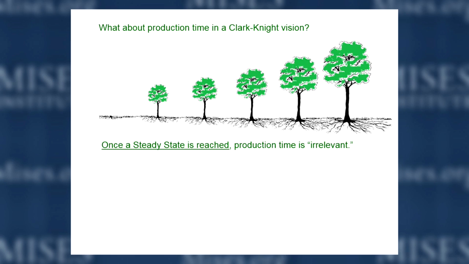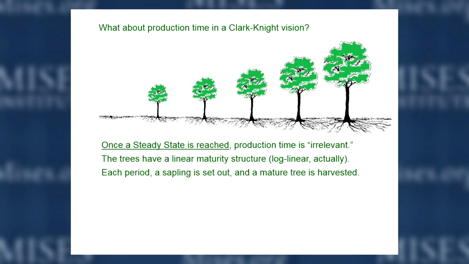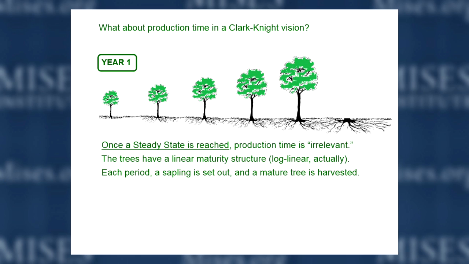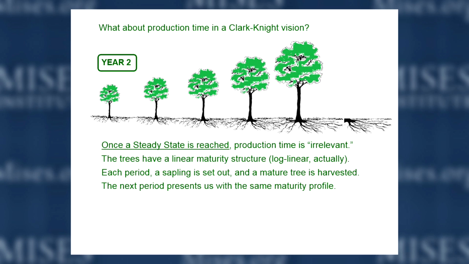Knight puts quotation marks on a lot of things. And if you get into his reading, you see what the quotation marks mean. It means something like, if you'll let me get away with this. Okay, that's what it means. All right. So we'll look at it and see how it works. The trees have a linear maturity structure. Well, probably log linear, actually, but we won't worry about that. Each period, a sapling is set out, and a mature tree is harvested. The next period presents us with the same maturity profile. And there it is, okay?